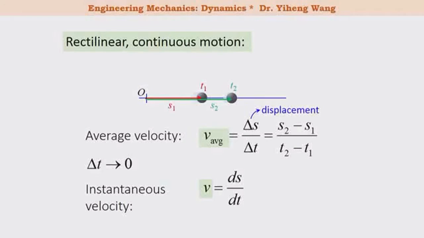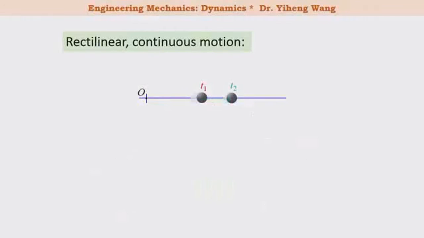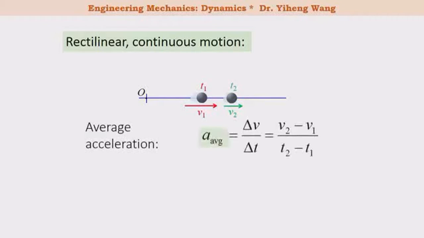From the previous video, we've already learned that the average velocity is defined as the change in the object's position, the displacement, over the change in time, and instantaneous velocity is the time derivative of the position function. If at time t1 the object has a velocity of v1 and at time t2 its velocity is v2, then the average acceleration is defined as the change in velocity over the change in time.